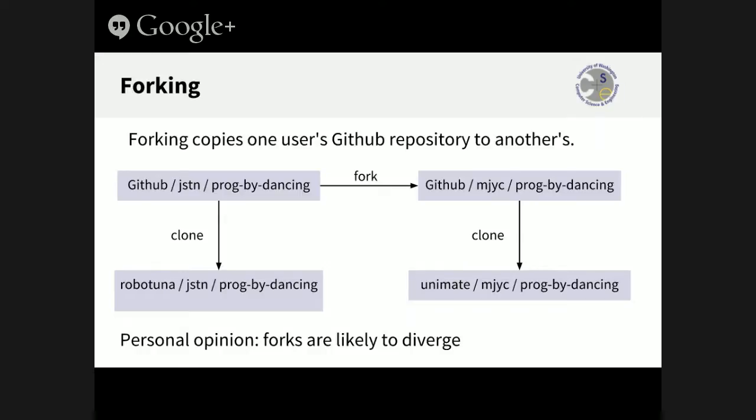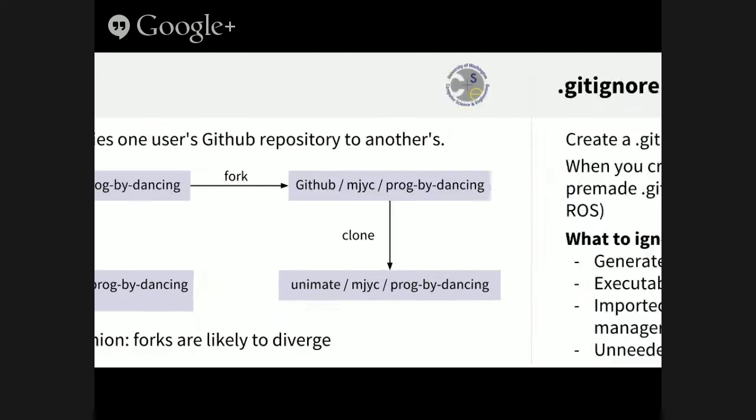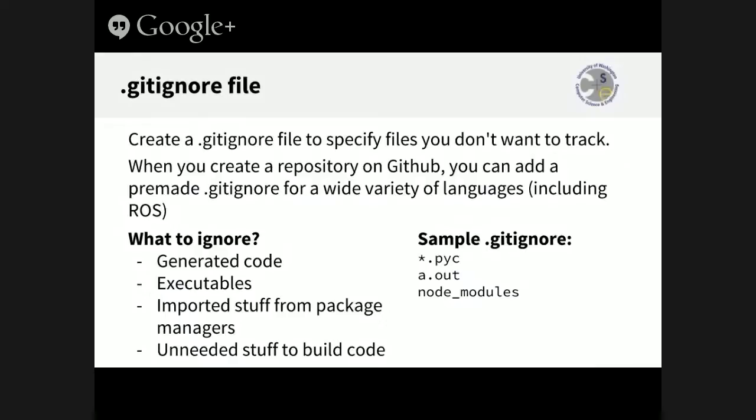If you know the person and you trust them, you might as well just share one repository. So that's my personal opinion on forking, at least in this lab.